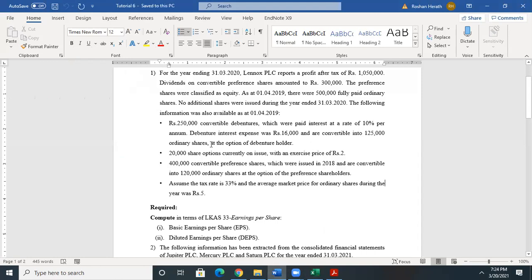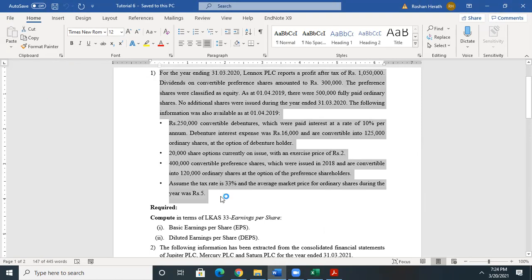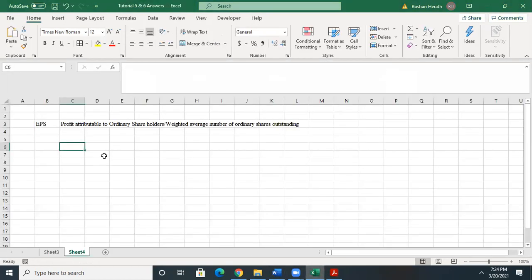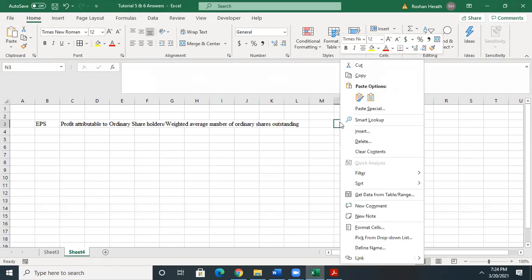So let me copy this information. Take 2 to 3 minutes and work that out. Thereafter, you can start working on the diluted earnings per share as well. Try out the diluted earnings per share currently.